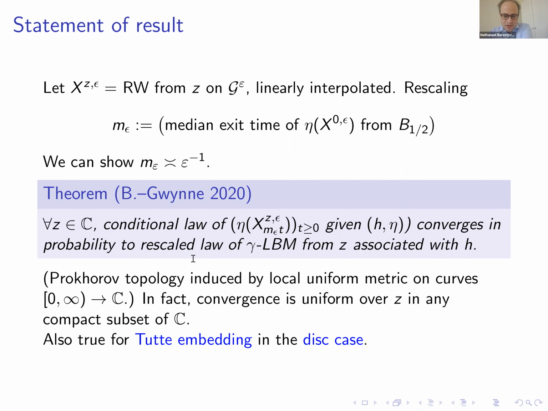So I've stated here the result in the full plane case, but actually there is also a result in the disk case, in which case we can actually use the Tutte embedding for the planar maps, which is a more canonical embedding. Nathanaël, can I ask a question? So the limit does not see eta, even though it's conditioned on eta. Yes, that's right.